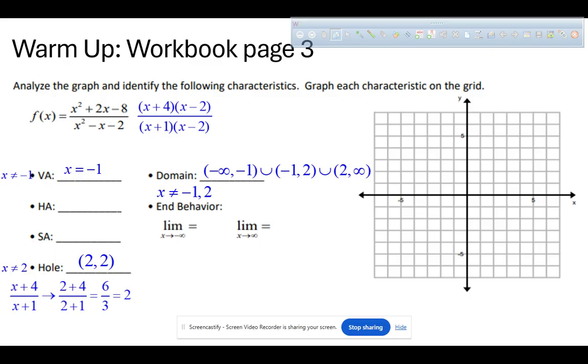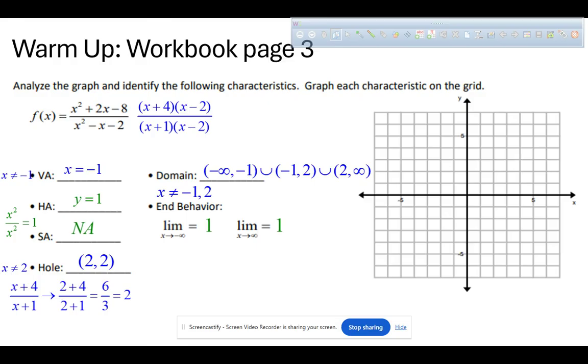All right, and then for HA, I'm looking at the powers in the beginning of the problem. So my x squared over my x squared cancels out and just leaves me with a 1. So my horizontal asymptote is 1, which means I don't have a slant. You either have one or the other. And then my horizontal asymptote is what determines that end behavior. So my end behavior is 1.